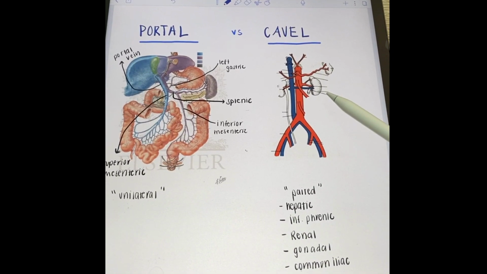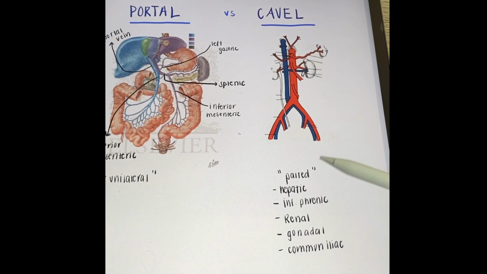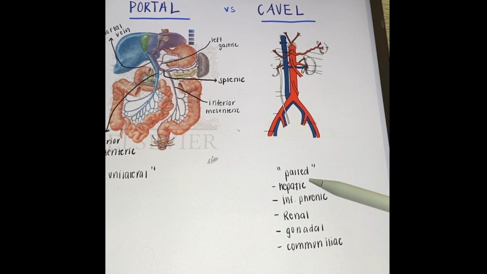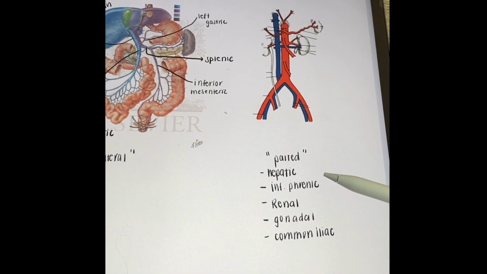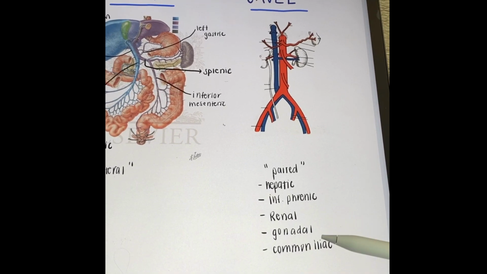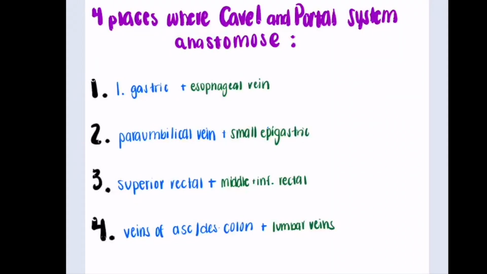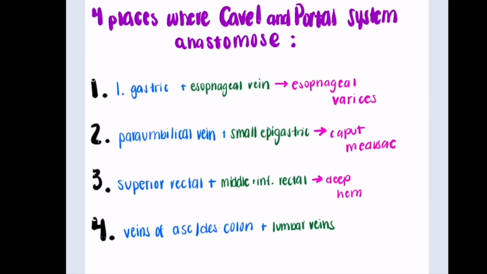Now, looking at the caval system, it is made of veins that have pairs, right and left. So you can see that it has the hepatic vein, inferior phrenic, renal, gonadal, and common iliac veins. There are four places where these two systems can anastomose or connect. The first is the esophageal vein in left gastric, then the paraumbilical vein in small epigastric, then the superior rectal vein in the middle and inferior rectal, then the veins of the ascending and descending colon and lumbar veins.